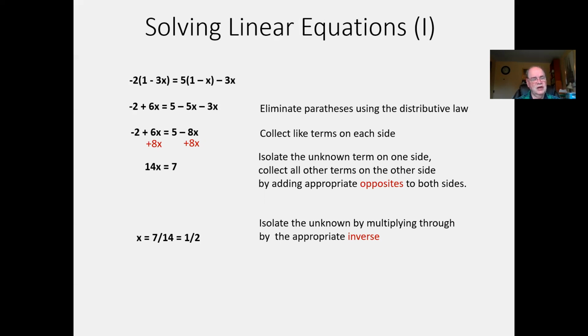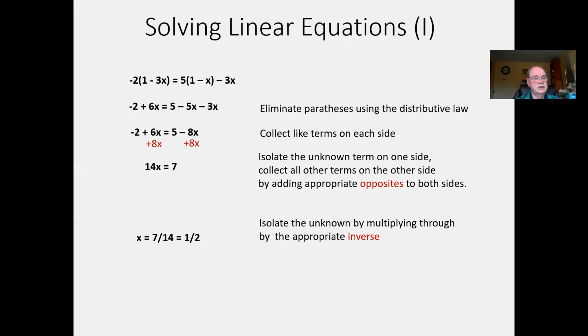Otherwise, I destroy the equality, I destroy the equivalence. My goal here is to get rid of the x's on the right side. That's why I'm adding the 8x. I choose the 8x because I want to get rid of the -8x on the right side. In doing it to both sides, I get whatever I get on the left side. I can't control that, but I can control the fact that I have no x's on the right side anymore once I do that.